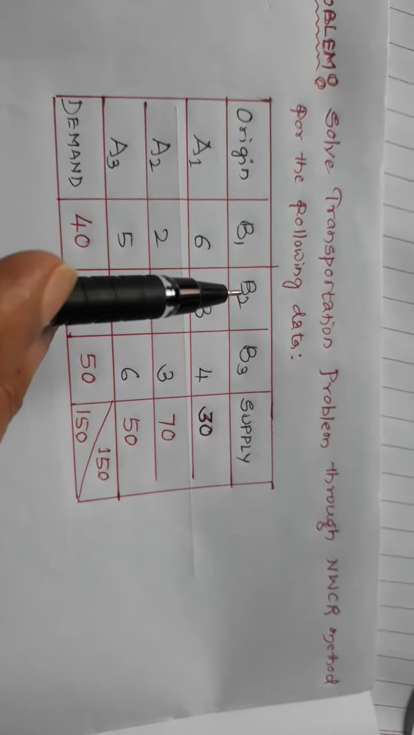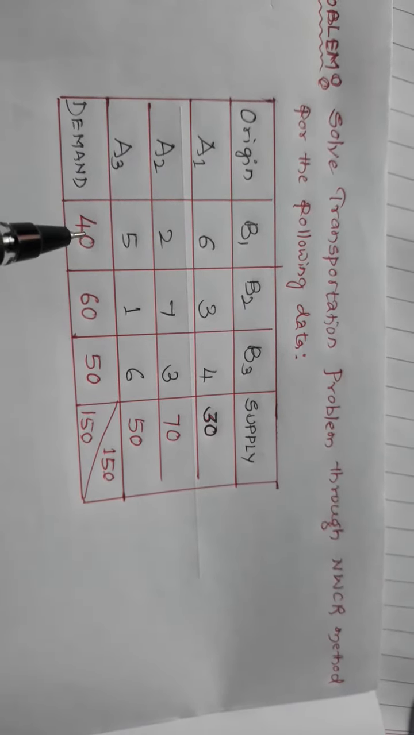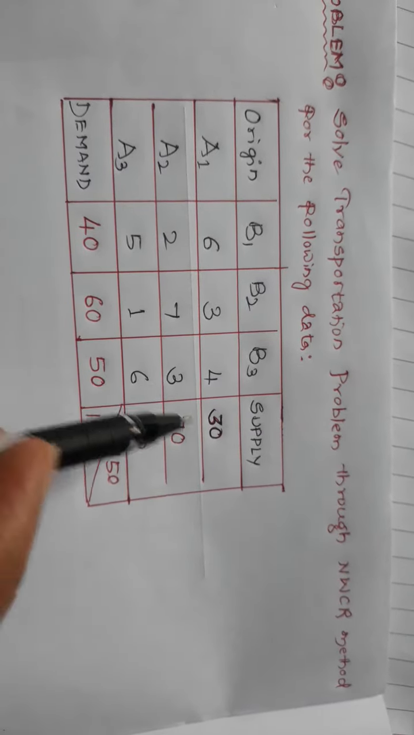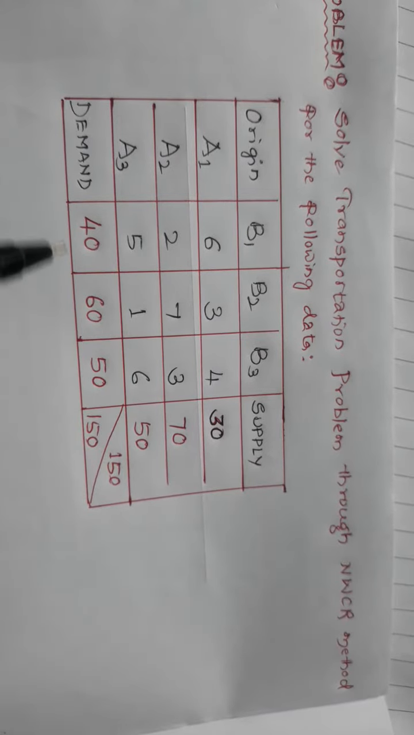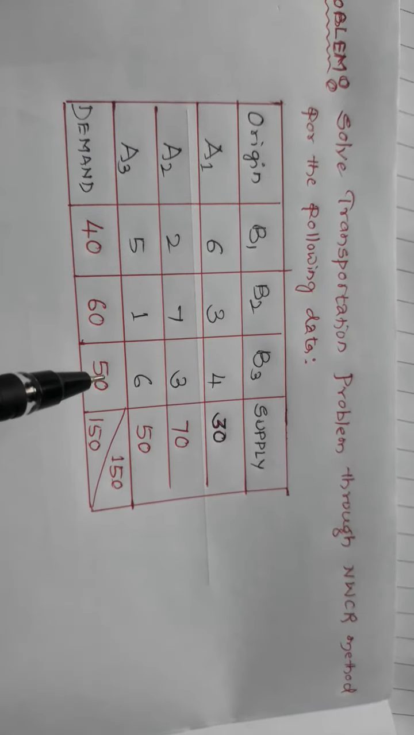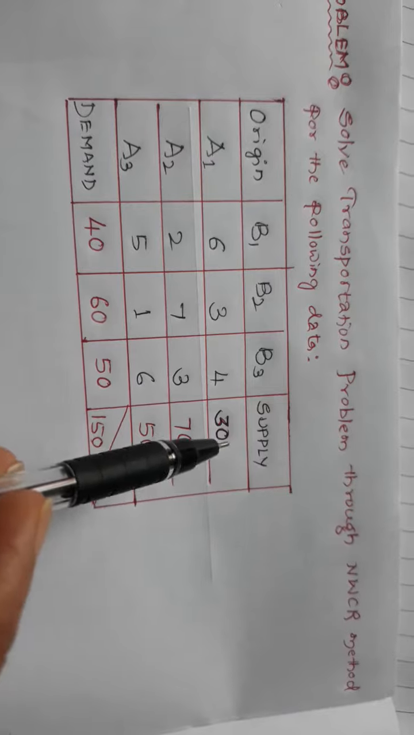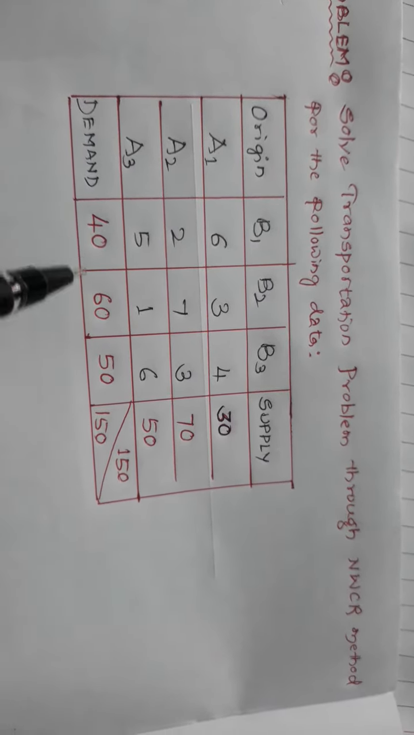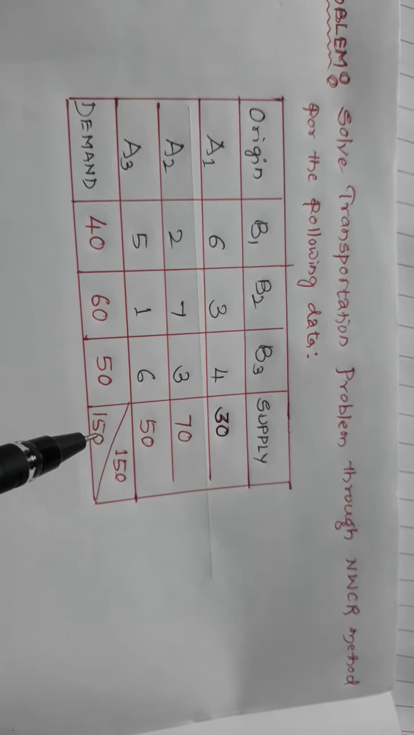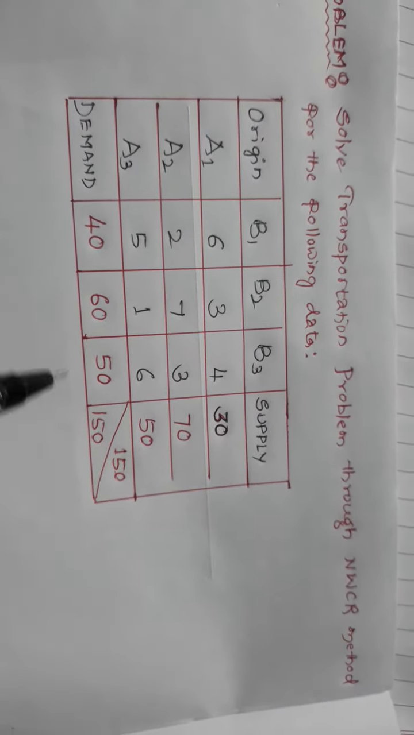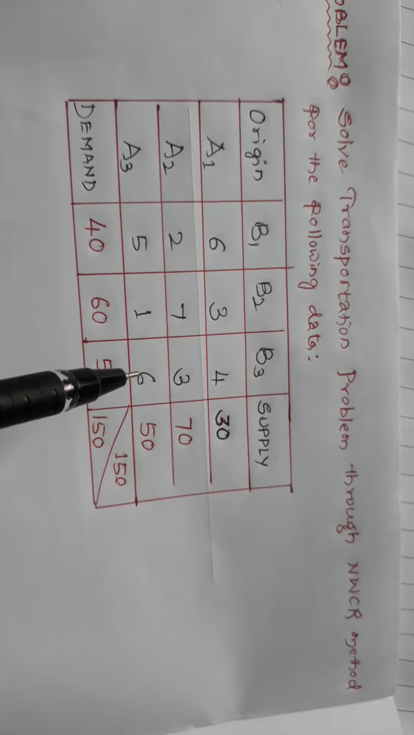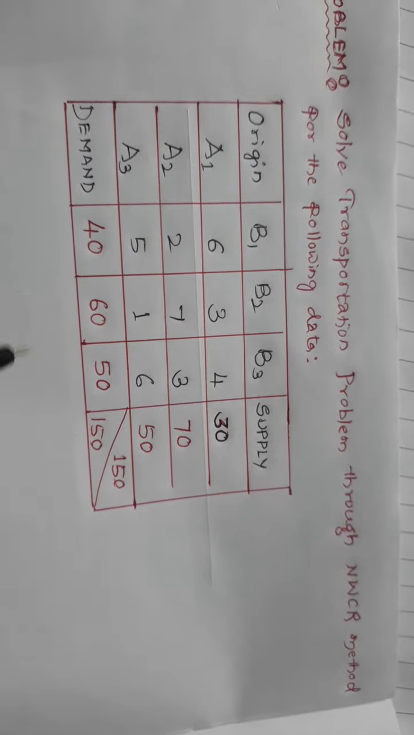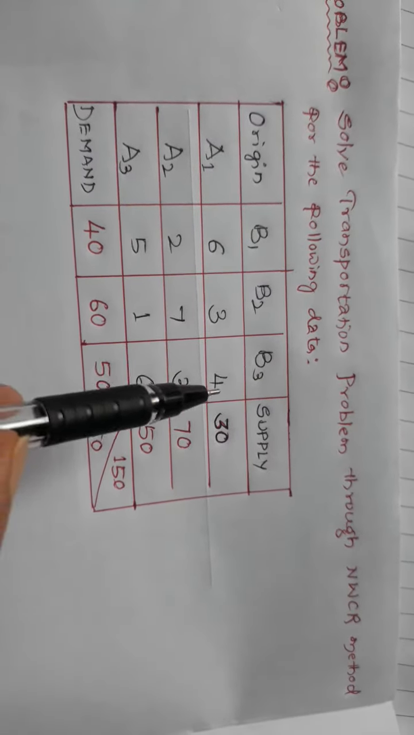Now they are asking to solve the transportation problem through NWCR for the following data. Before solving the problem, first you have to check whether supply and demand are equal or not. Equal means the same. Here, supply is 30 plus 70 plus 50, which is 150. Demand is 40 plus 60 plus 50, which is 150. It means this is a balanced transportation problem. When supply and demand are equal, it is called a balanced transportation problem.